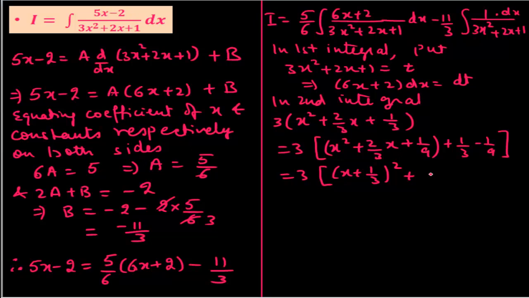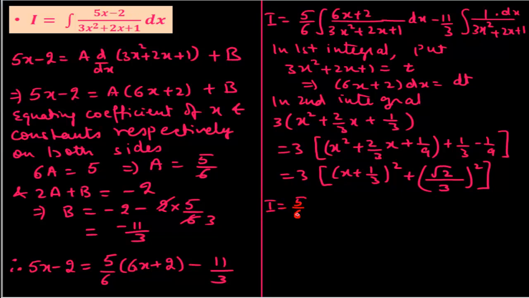Can we write 2 by 9 as a perfect square? 2 can be written as square of root 2. 9 can be written as square of 3. So 2 by 9 can be written like this. So you can see in the second integral, you have converted the denominator into the sum of 2 perfect squares. So in the first integral, do this substitution. In the second integral, convert the denominator into this form. So what is I now?